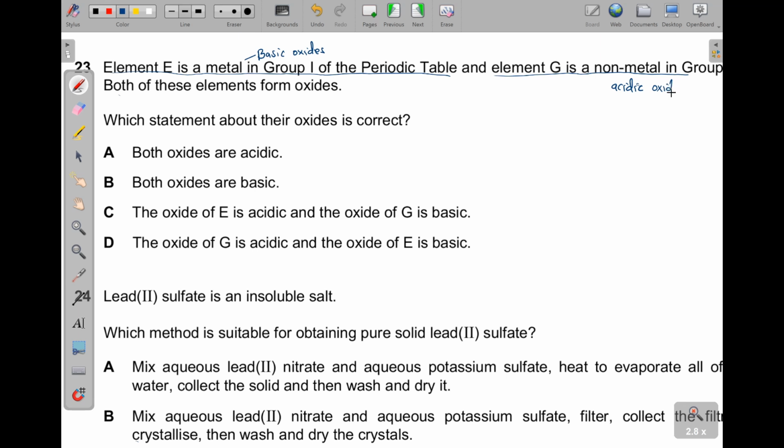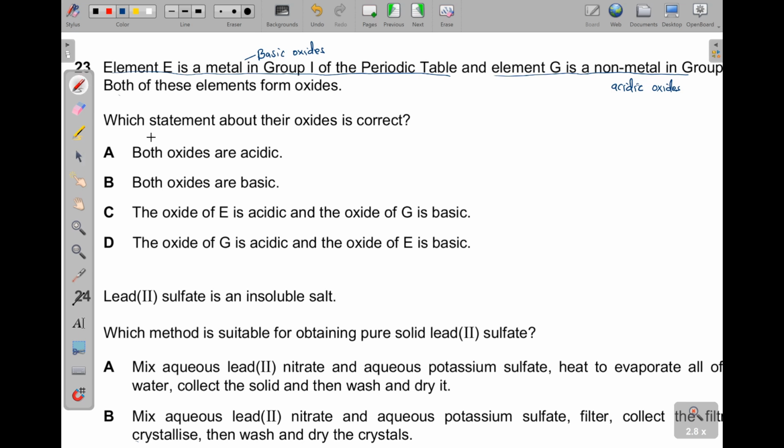So if I get something like sulfur dioxide and I dissolve it in water, then I'll form sulfurous acid. Or if I get sulfur trioxide, you dissolve it in water, you'll get sulfuric acid, you see. So they form acidic oxides.